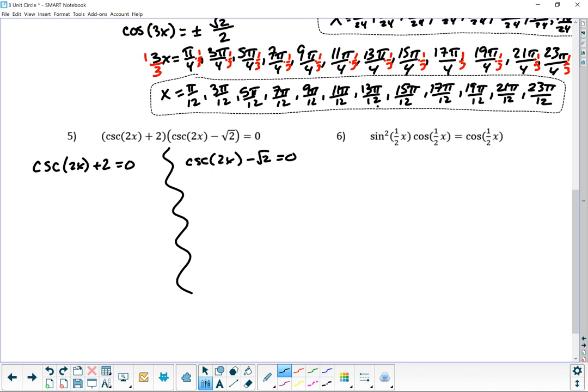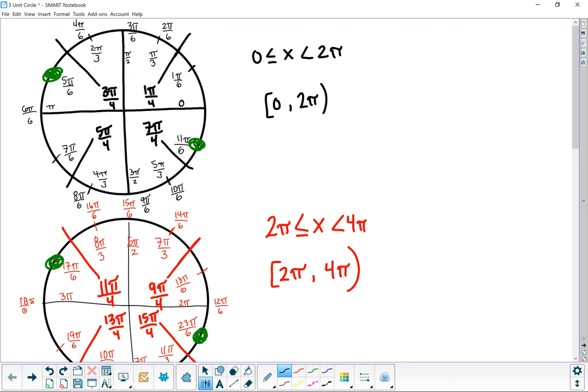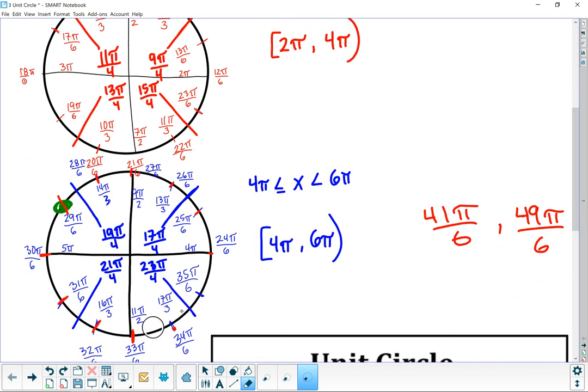Okay, so you're going to do a little work. Subtract 2, so you get cosecant 2x equals negative 2, and cosecant 2x equals radical 2. So we're looking for when this is going to happen. Cosecant is just the reciprocal, the flip of the sine. So if I flip the sine, I want to get negative 1/2. Or sorry, negative 2, alluding to the answer already. So when I flip the sine, I want negative 2.